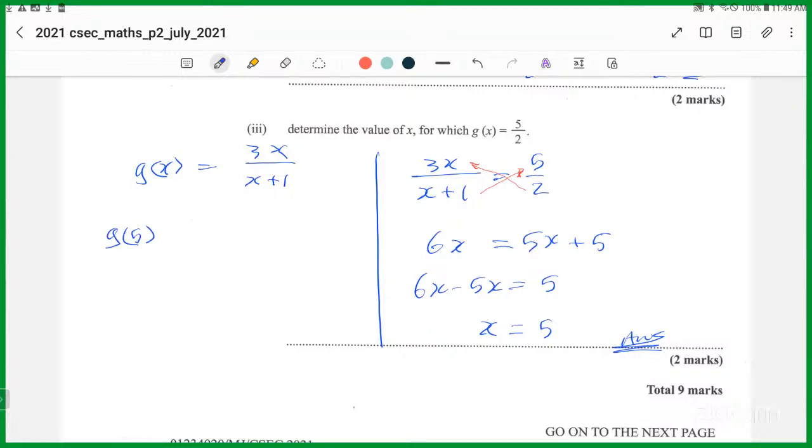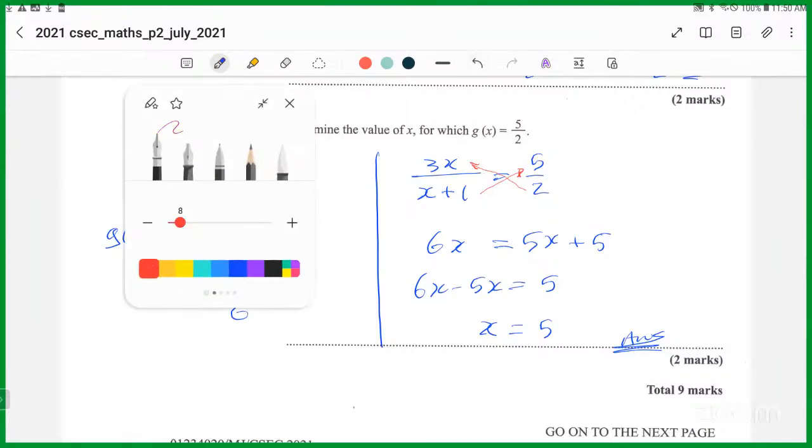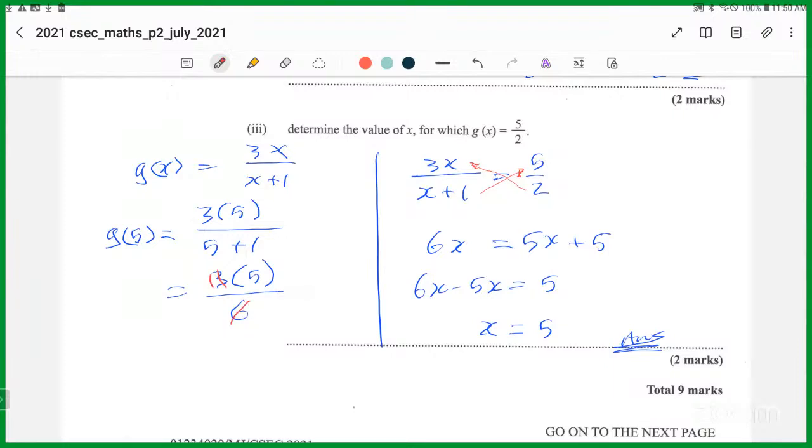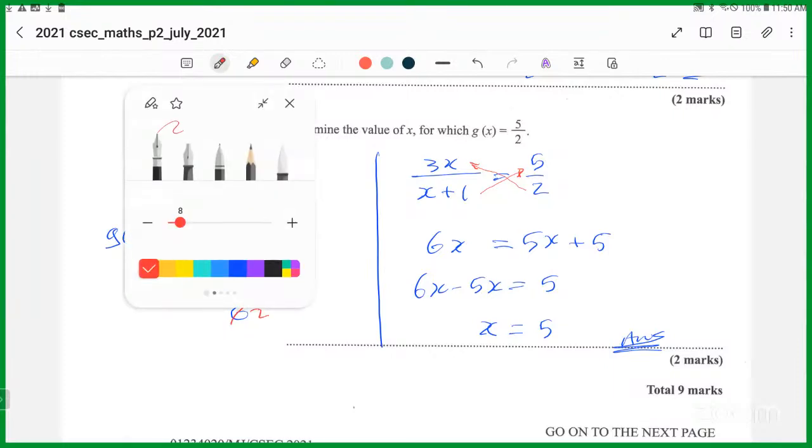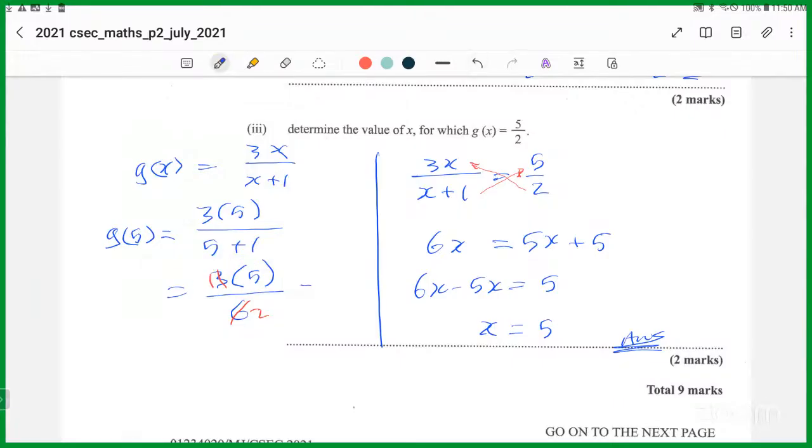So g of 5 will be equal to, I'll plug in the 5 in the g function now. It's going to be 3 times 5 divided by 5 plus 1. Now this works out to be 15, and this works out to be 6. So it becomes 3 times 5 over 6. You can see that 3 into this goes 1 time, 3 into this goes 2 times. So the final result is 5 over 2. So it means that answer is right. g of 5 is actually 5 over 2, true.